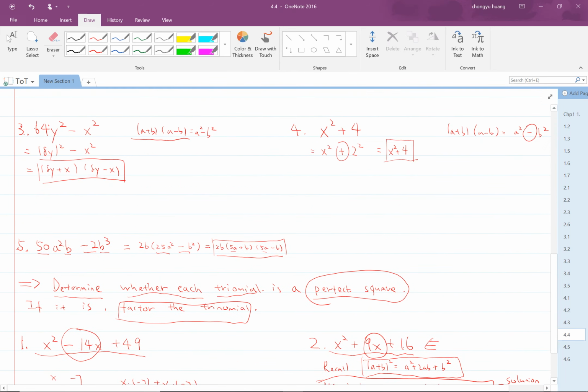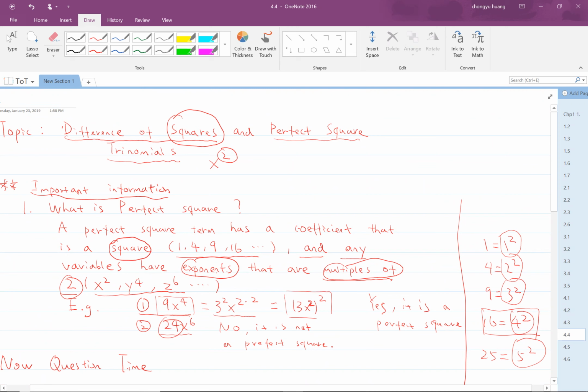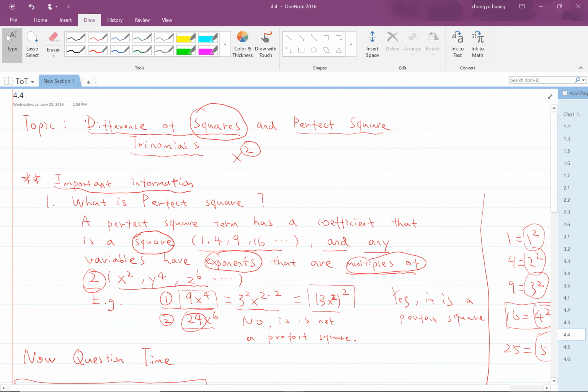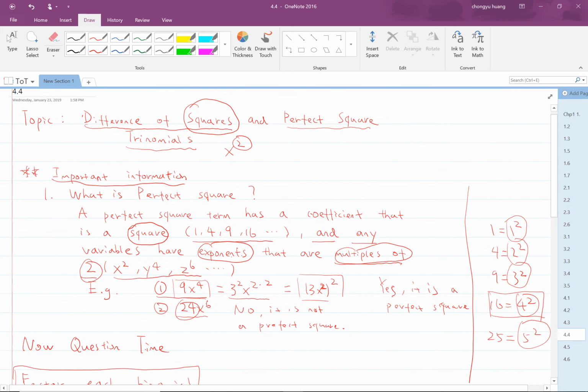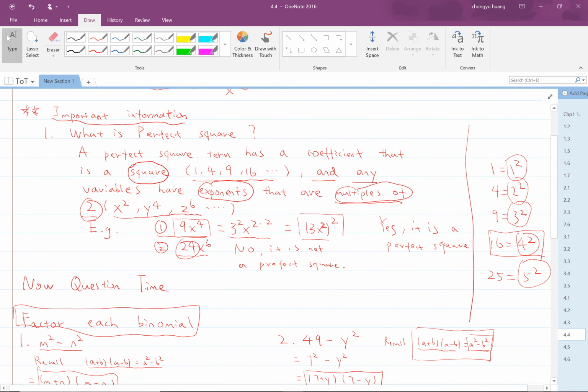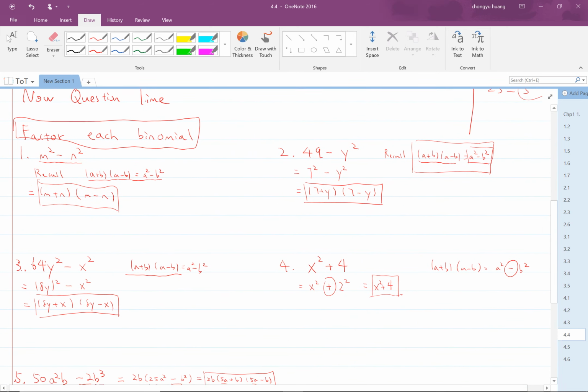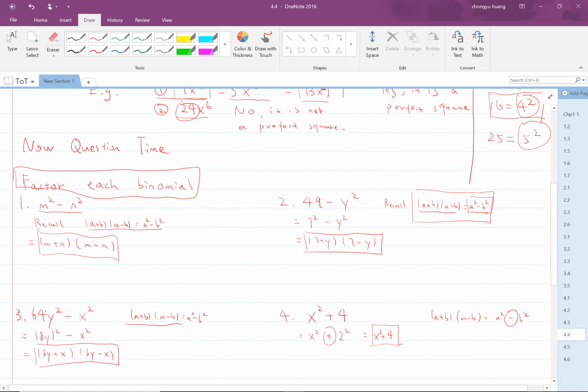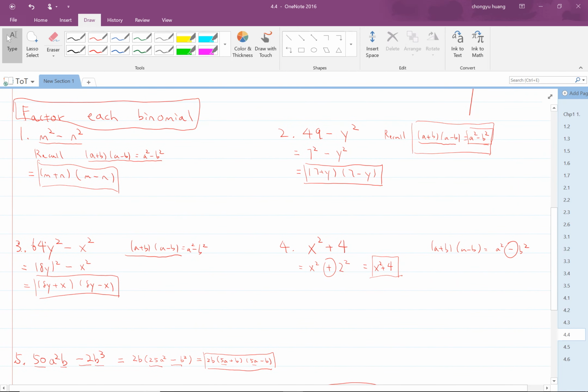So for today's topic, we basically covered the difference of squares and the perfect square trinomials. At the beginning, we talked about some really important information, like what is a perfect square. Then after that, we basically did some questions over here, right? Okay.